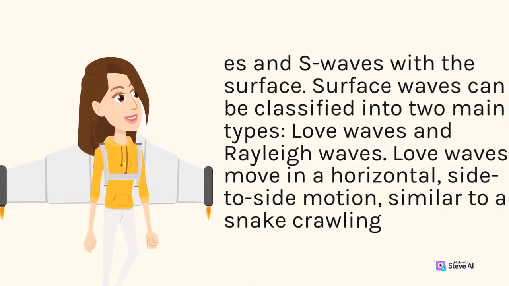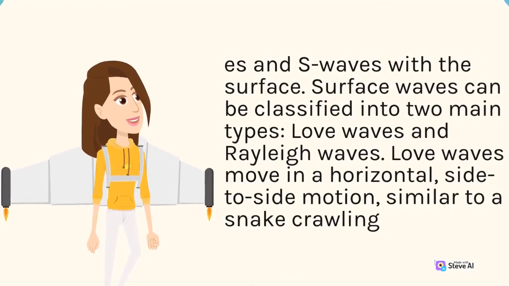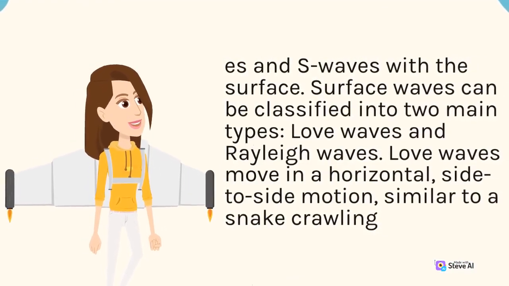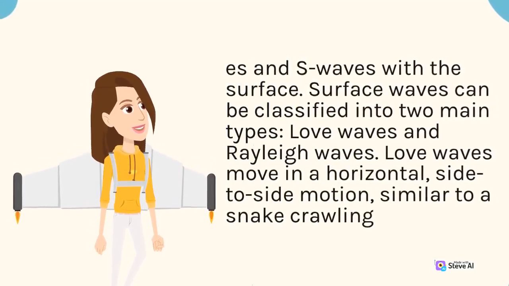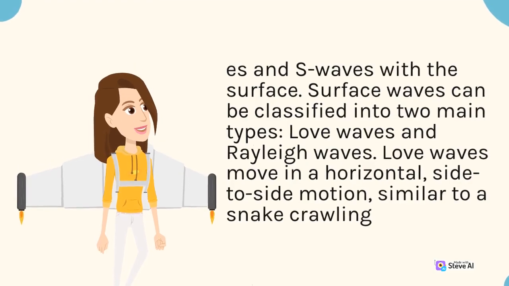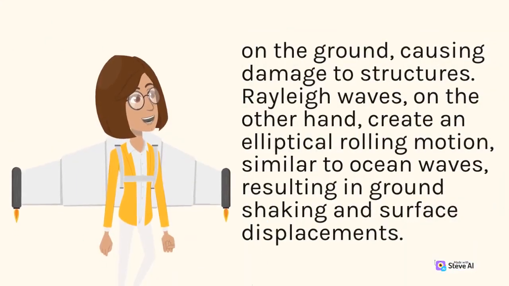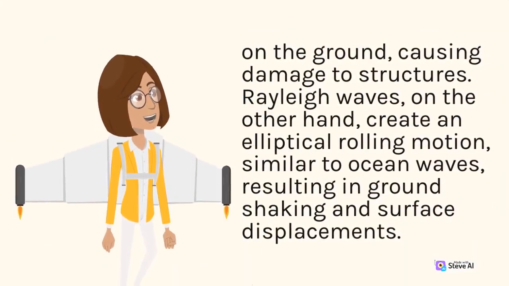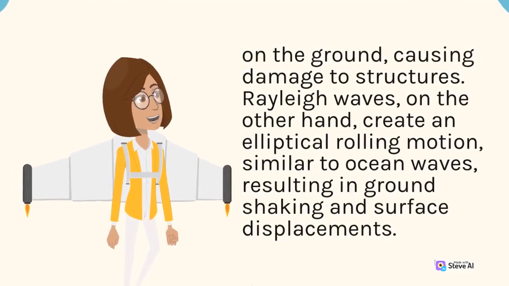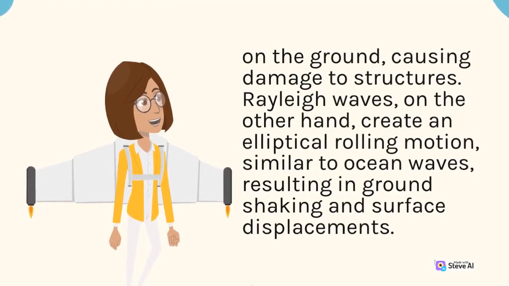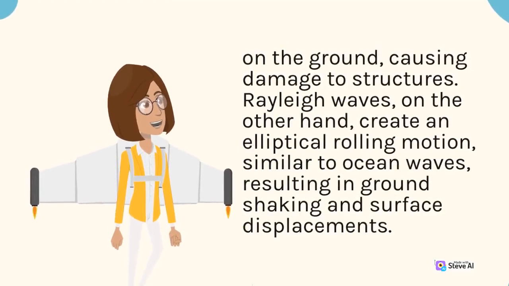Surface waves can be classified into two main types, Love waves and Rayleigh waves. Love waves move in a horizontal, side-to-side motion, similar to a snake crawling on the ground, causing damage to structures. Rayleigh waves, on the other hand, create an elliptical rolling motion, similar to ocean waves, resulting in ground shaking and surface displacements.